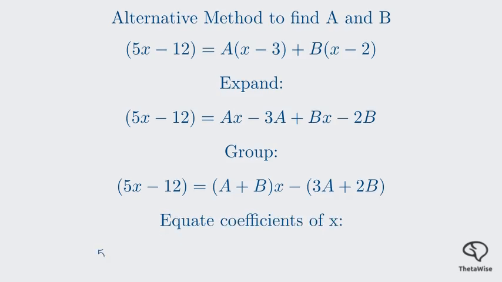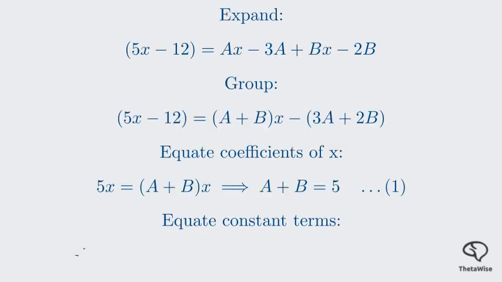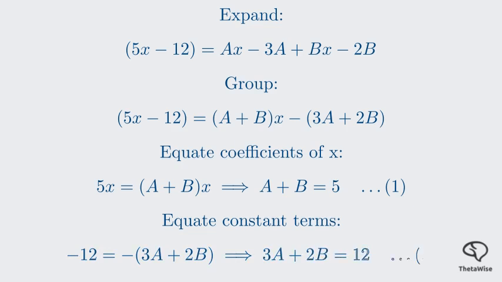Now we equate the coefficients. On the left, the coefficient of x is 5. On the right, it's A + B. So we get our first equation, A + B = 5. Next, we equate the constant terms. On the left, we have -12. On the right, we have -3A - 2B. We can write this as 3A + 2B = 12.